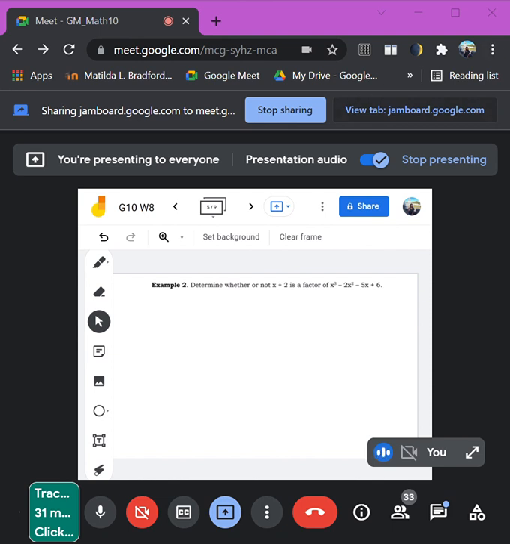Let's go to the Jamboard to see the solution. So, you have x cubed minus 2x squared minus 5x plus 6. We are going to use our remainder theorem, in which we evaluate. So, you have there x cubed minus 2x squared minus 5x plus 6.